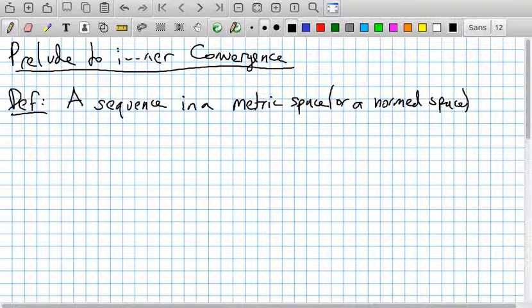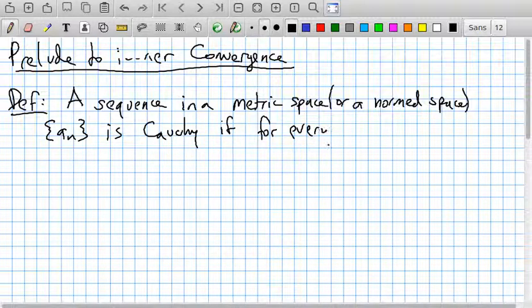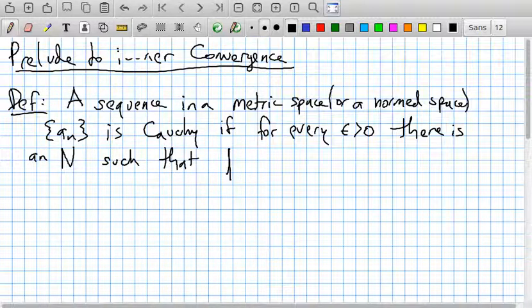So a sequence in a norm space, let's give it a name, a_n, is Cauchy if for every epsilon greater than 0, there is an N such that the distance between not adjacent, but any terms following that are less than epsilon for any m, n greater than capital N. So the definition of Cauchy. Basically, the terms get closer and closer together.